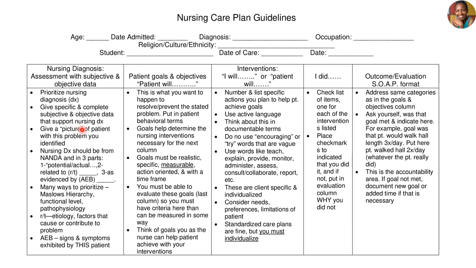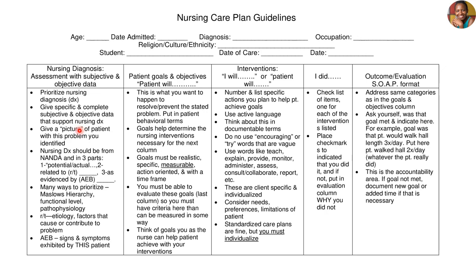In prioritizing your nursing diagnosis, we mean how you are going to put your diagnoses in a way that you have a priority. You don't just manage from the least to the severe. You start from the severe to the least severe parts. So prioritize the nursing diagnosis.